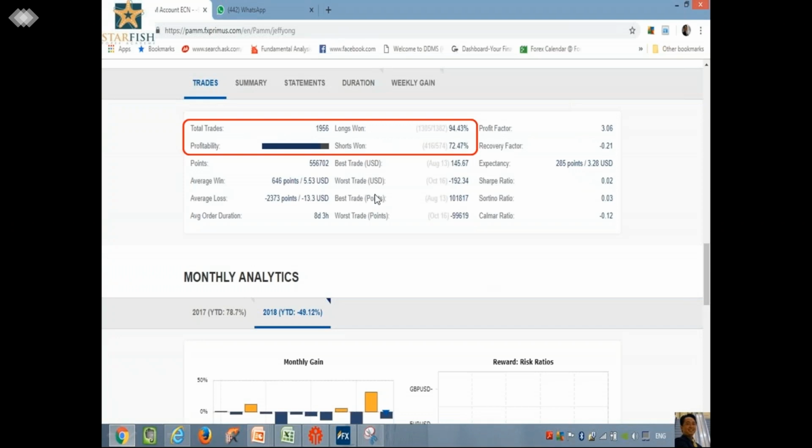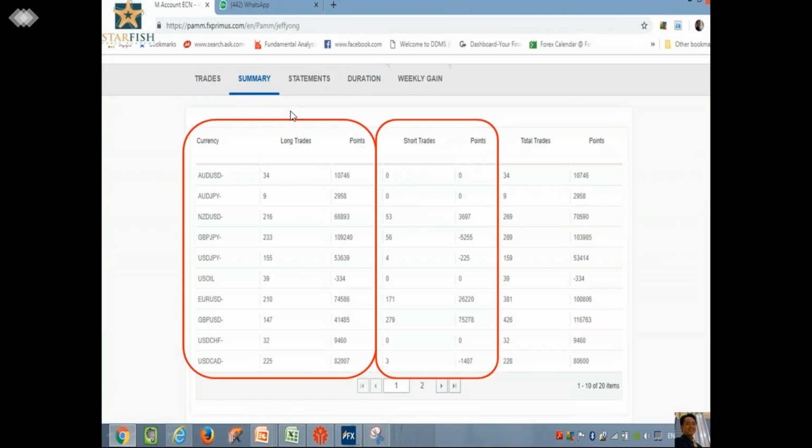Okay, you look at the summary of this account. Total trades is 1,956. Okay, all these trades, I won. The winning trades are 1,305, which is indicated here. Accuracy is 94.43%. I short only 416 times. Accuracy is 72.47%. Okay, this is a summary. You go under Jeff Young, the PAMM, you'll see this word called summary. Summary will show that out of all the trading, how many times I actually long versus how many times I short. And this is the total profit that I made out of this period of time.